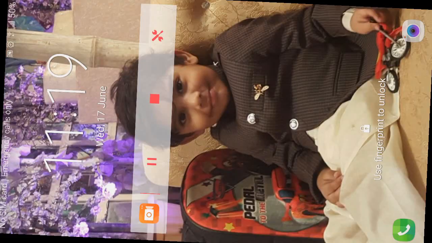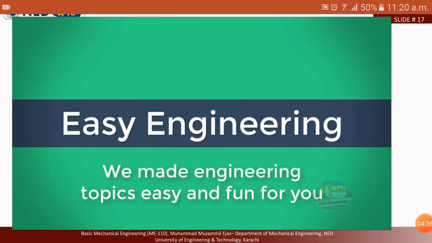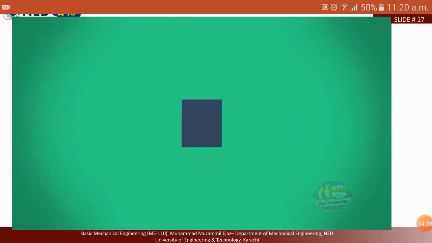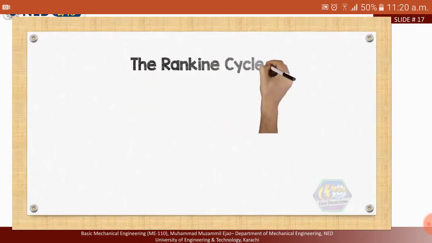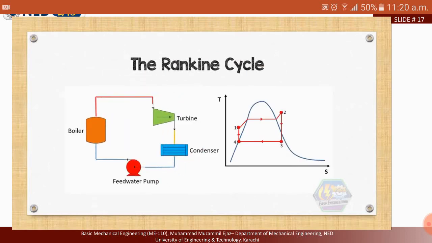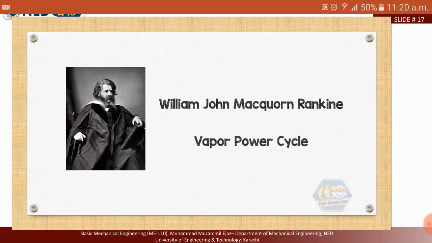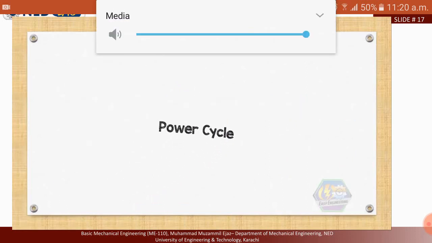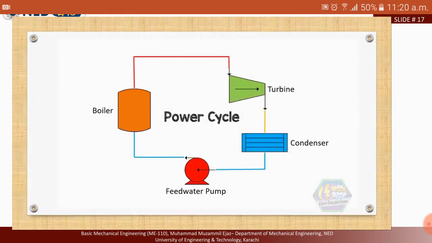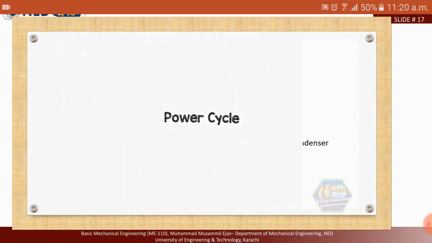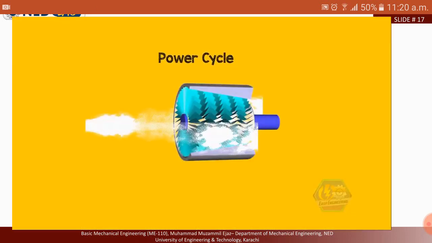Today's engineering topic is the Rankine cycle. So what are we waiting for? Let's start right away. The Rankine cycle was named after a Scottish polymath and Glasgow University professor, William John Macquorn Rankine. It is a vapor power cycle. For a little definition, a power cycle is a cycle which uses heat to generate work. And since it's a vapor cycle, it uses the vapor phase, or in this case steam, to rotate the blades of the turbine.